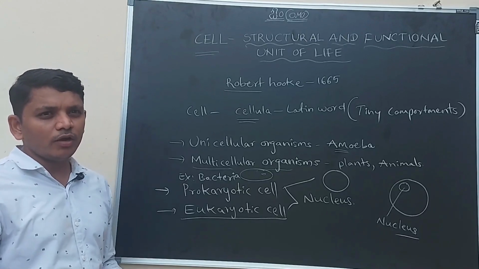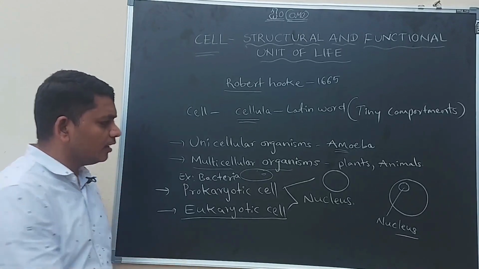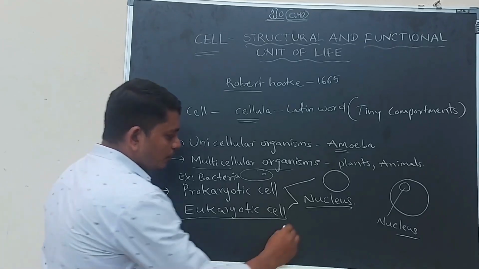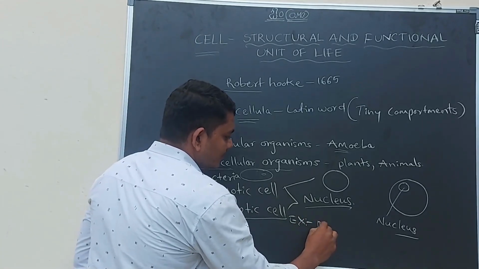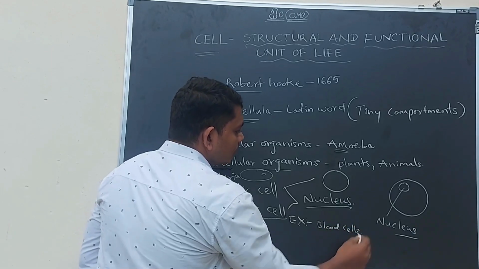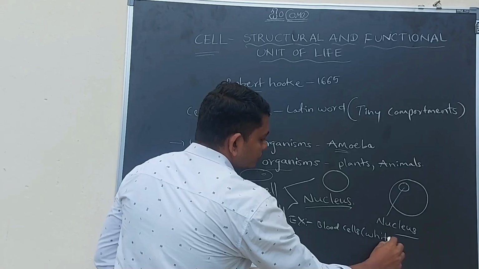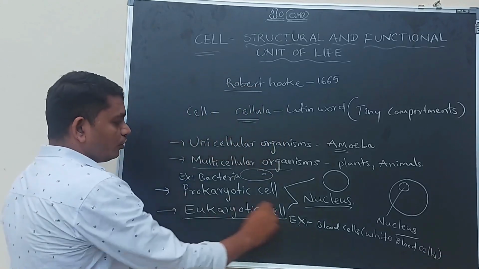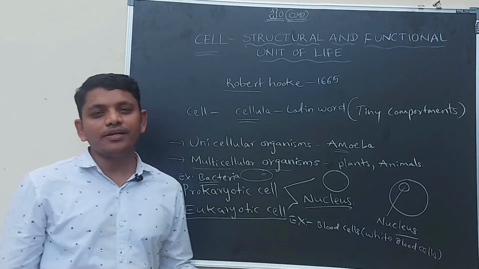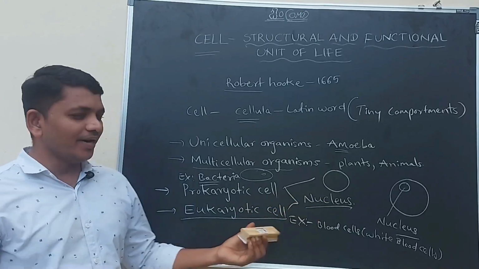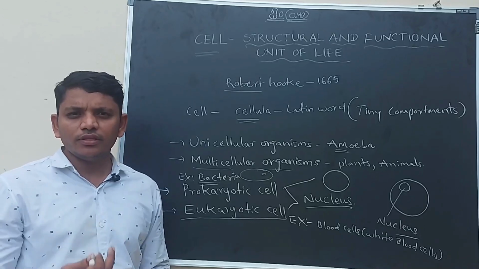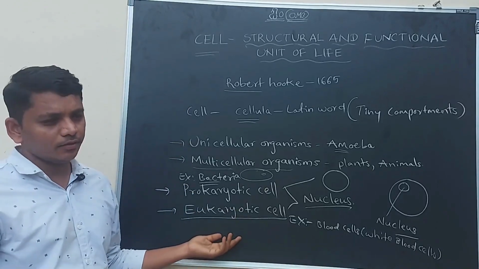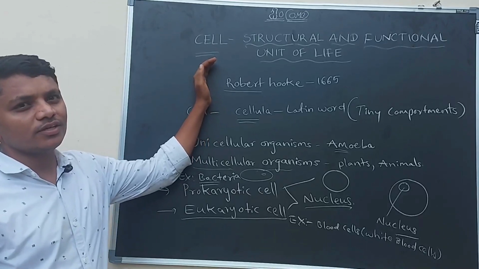Okay, this is the second point. We are going to discuss only a single important point, that is presence of nucleus. If the nucleus is present in the cell, that is called a eukaryotic cell. Examples, blood cells, which means white blood cells, and for prokaryotic cell, the best example is bacteria. In bacteria cells, there is no nucleus. In blood cells and nerve cells and muscle cells, everything I said in the examples, they have a nucleus in the cell. So here we discussed who discovered the cell.